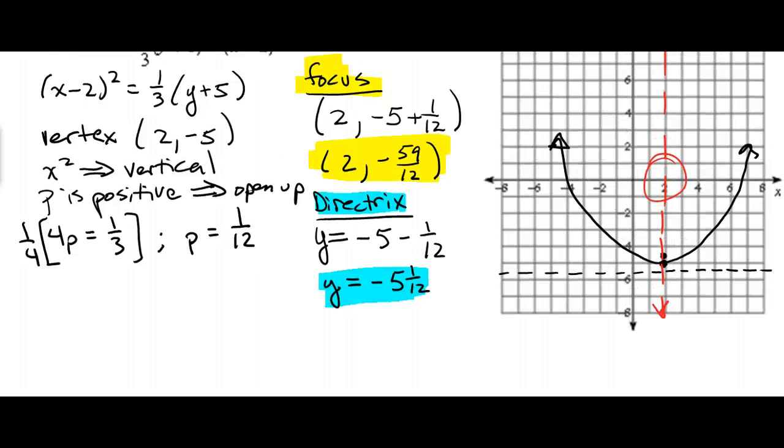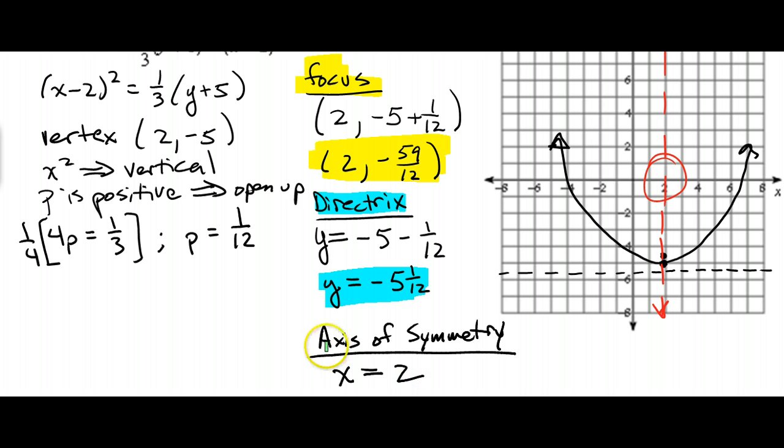Okay, so we need axis of symmetry. And again, the axis is a line. It goes through the x-axis, so it's going to have an equation of x equals wherever it goes through the x-axis, so x equals 2. So there is our axis of symmetry.